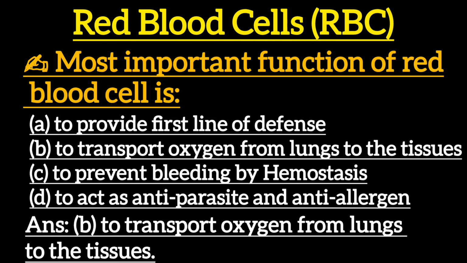Next one is, most important function of red blood cell is option A to provide first line of defense, option B to transport oxygen from lungs to the tissues, option C to prevent bleeding by hemostasis, option D to act as anti-parasite and anti-allergen. Correct answer is option B to transport oxygen from lungs to the tissues.